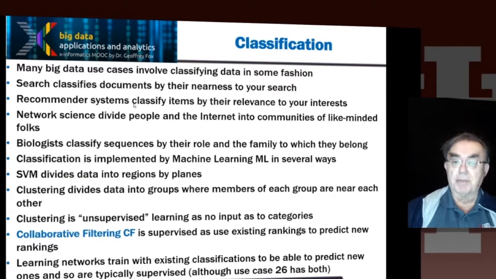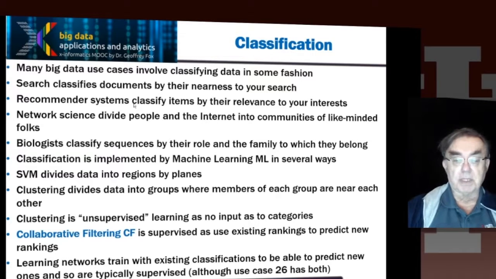Machine learning, which is another important classification, effectively implements classification in several ways. So there's things like support vector machine, which divides data into regions using planes. Clustering divides the data into groups where the members of each group are near each other. Notice clustering is unsupervised learning as there's no input as to categories. Collaborative filtering is essentially supervised learning as it uses existing rankings to predict new rankings.